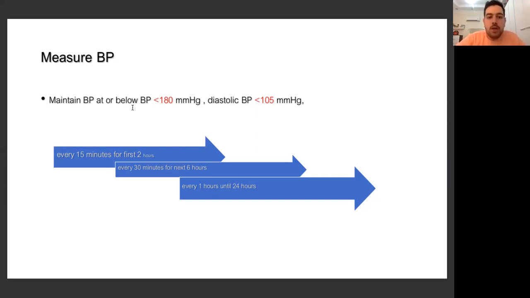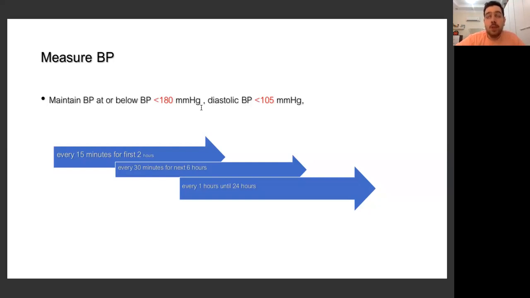Okay, so blood pressure should be maintained below 180 systolic and below 105 diastolic. Why don't we lower it further, to less than 120/80, which is the typical blood pressure? Because sometimes the penumbra, which is the area that is very sensitive to ischemia, is maintaining adequate perfusion because of the high blood pressure. If you bring blood pressure back to normal, then the patient might develop further ischemia.